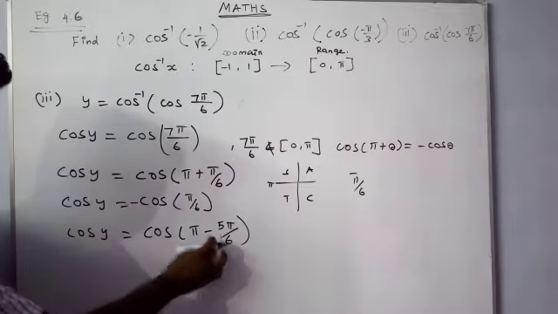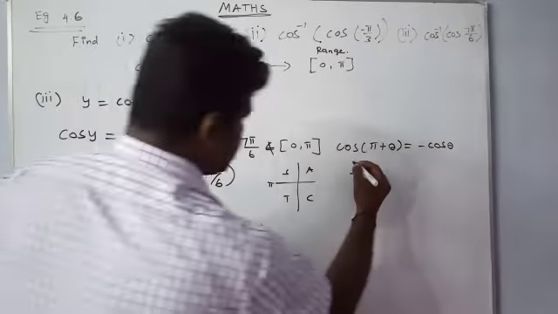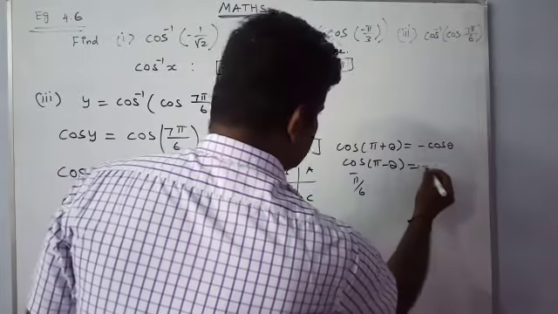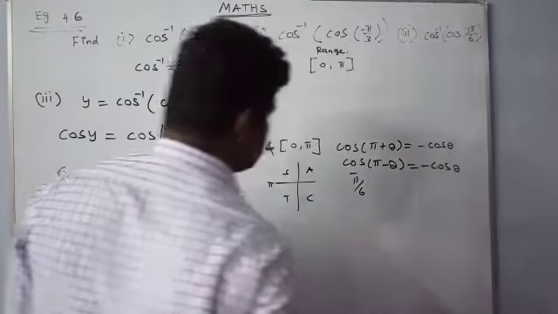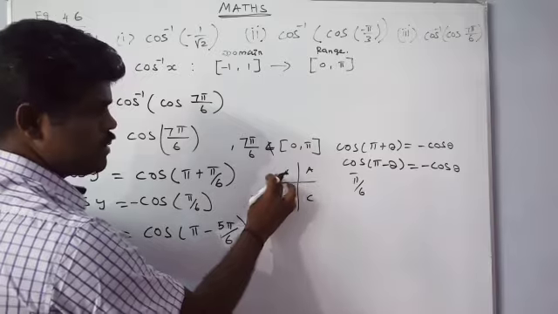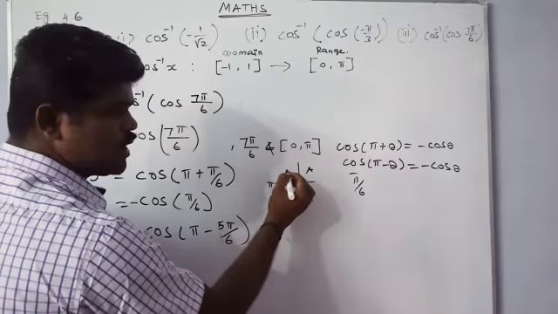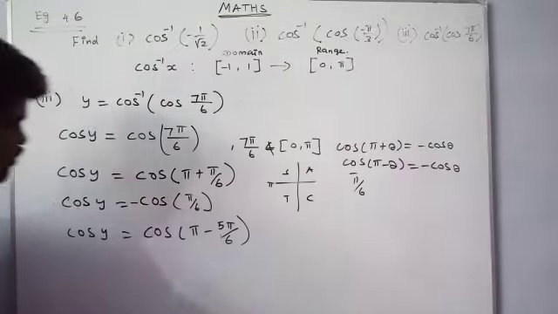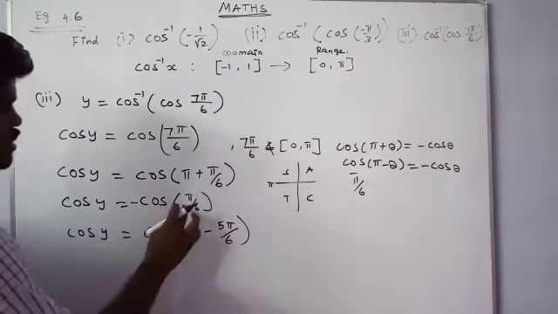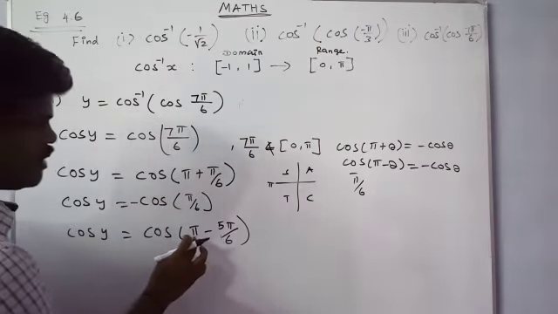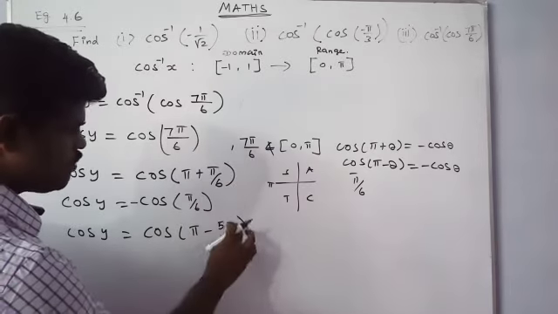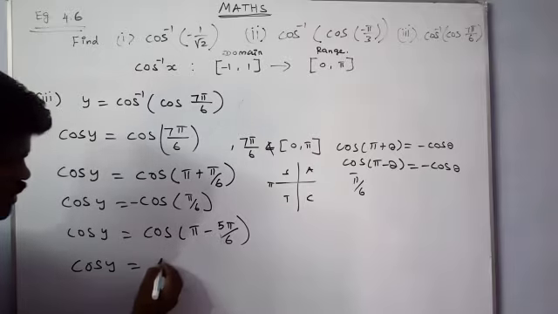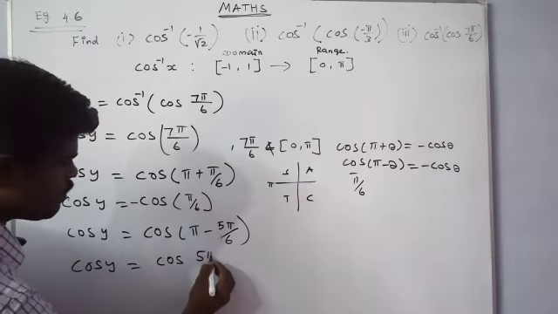Cos pi minus theta means minus cos theta. Here cos pi minus theta is equal to also minus cos theta, because this is the second quadrant. Pi minus theta is also second quadrant. In the second quadrant sign only is positive, then cos must be negative. So minus cos pi by 6 we want to simplify, cos pi minus 5 pi by 6. Okay. Therefore cos y is equal to cos 5 pi by 6.